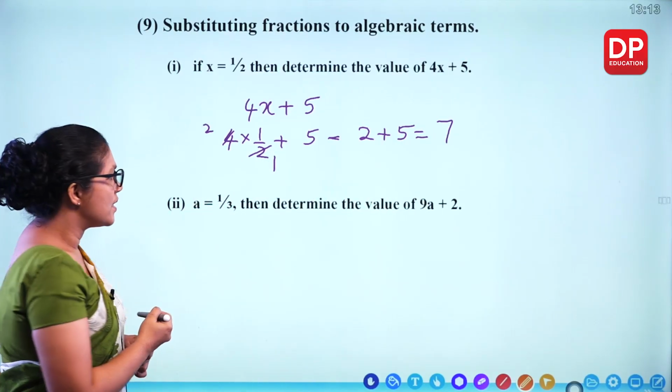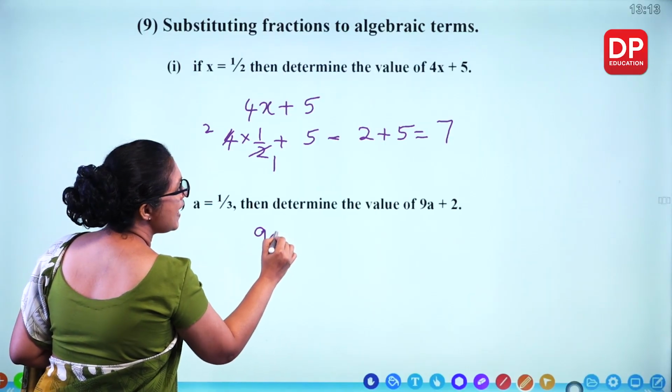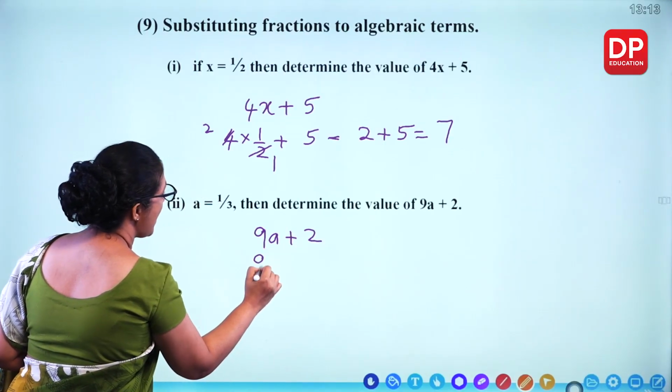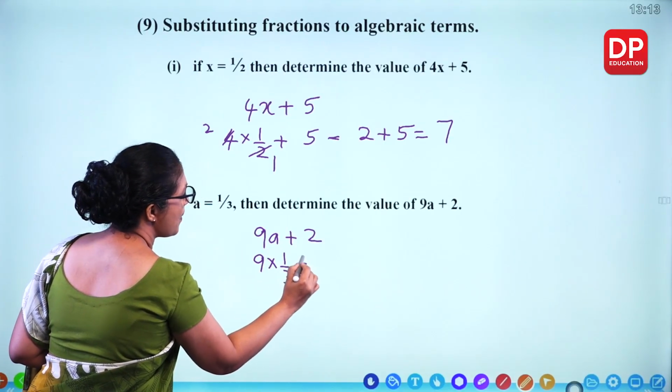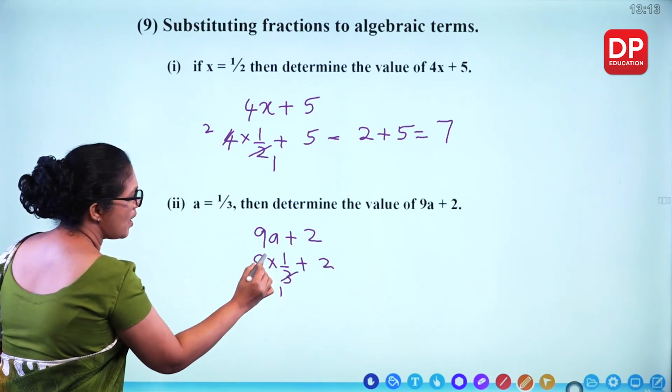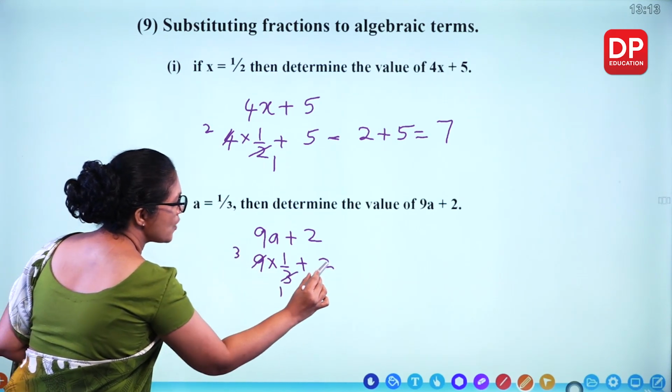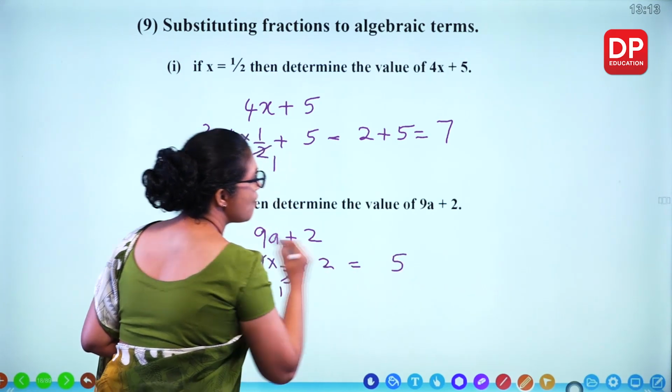A equals 1/3. 9a plus 2. 9 times 1/3 plus 2. Here 3 times 1, 3 times 3. 3 plus 2, you get 5.